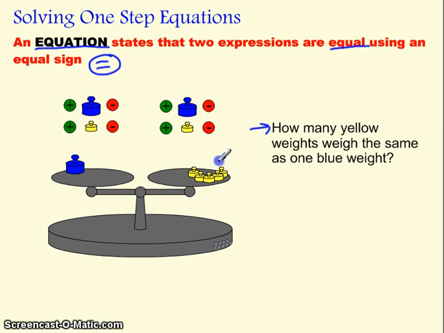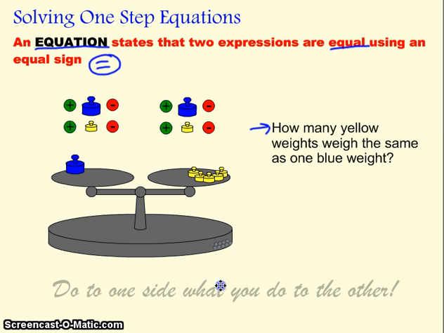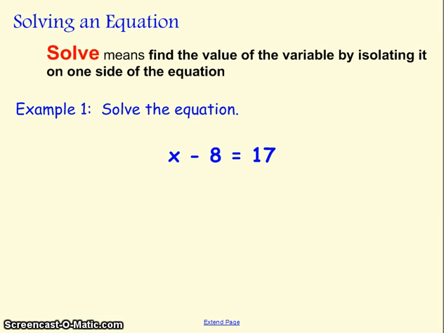So a balanced scale is like an equation, and if you unbalance the scale on one side, to balance it back, you have to do the same thing on the other side. So when we're working with equations, we're going to use one big rule that I'm sure you've heard before. Do to one side what you do to the other. So now we're going to solve some equations.